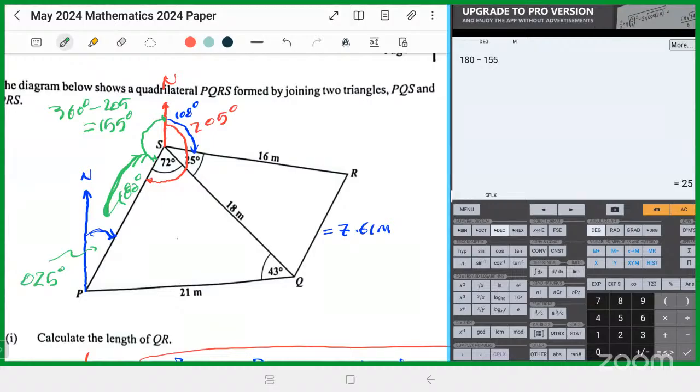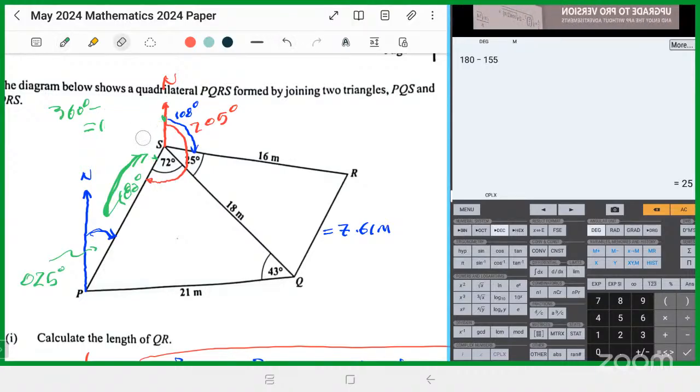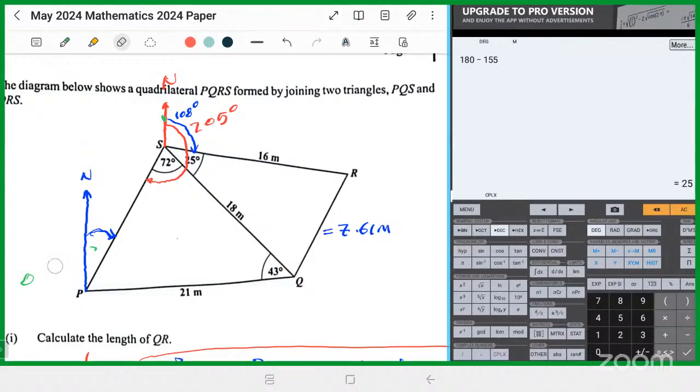But let me show you another way you could do it. We could focus on the fact that the bearing is a direction. Because I know so many of the angles around this point, I could actually work out the bearing at that point. Let's see how we do it. Let me take this off. So we want the bearing right now of this direction, from P to S, going that way.